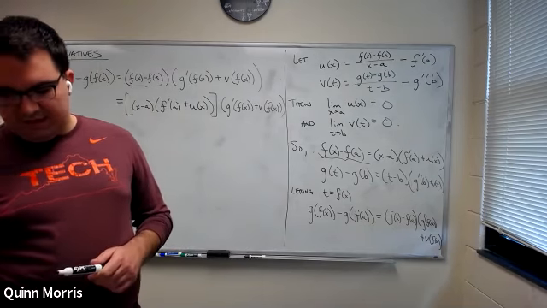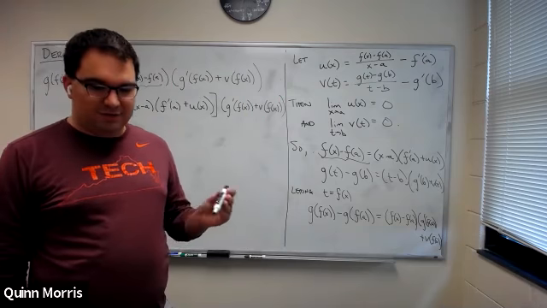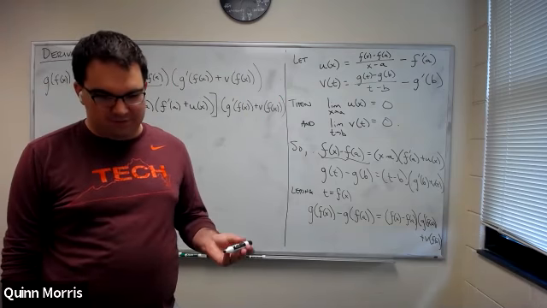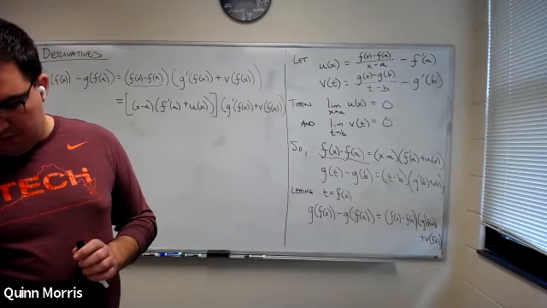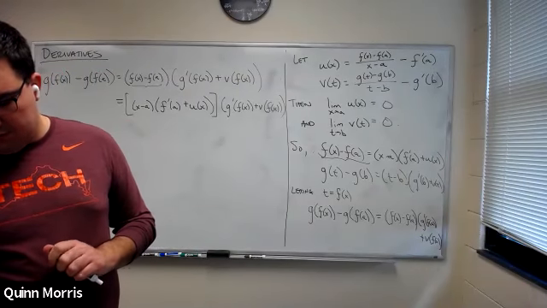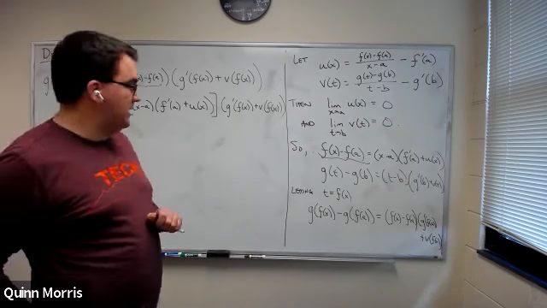So if x is not equal to a, which again, eventually we're going to take a limit, and we don't really care about what happens when x is equal to a for the limit, then I can divide both sides by x minus a.